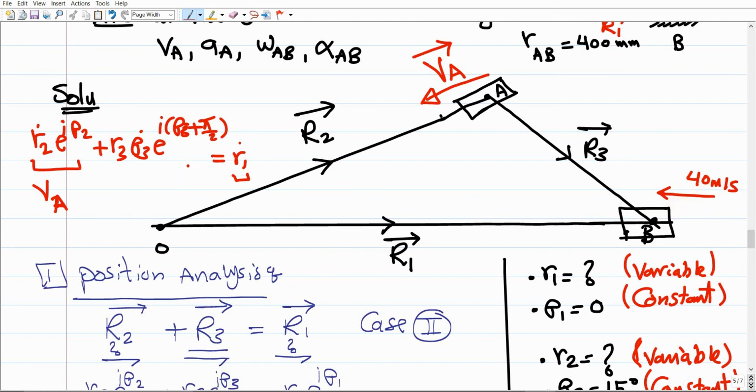But how about this term? This term has theta 3 plus pi over 2. It means that it should be perpendicular to the R3 vector. This is the R3 vector. So we do have a velocity, a linear velocity, that should be perpendicular to the R3 vector. But the perpendicular, is it gonna go up or down? This depends basically on the direction of theta 3 dot, which is omega EB that we got. This should be omega EB, right?